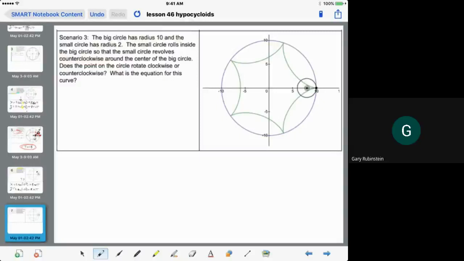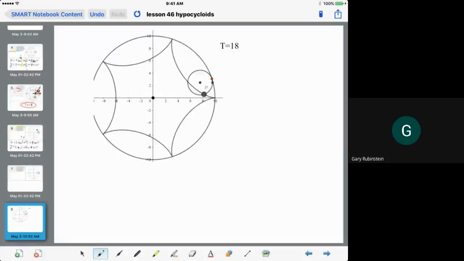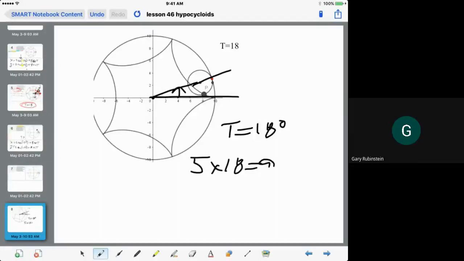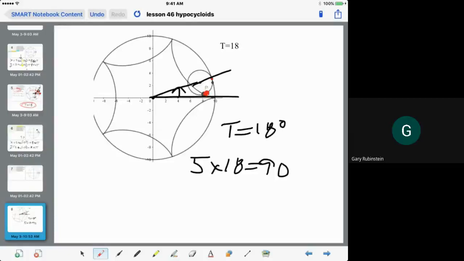And here it comes. Scenario 3. Okay, here's a big picture of it. Now look at what happens at 18 degrees here. This is the same idea as before. I'm going to get that 18 degree t value. So t is 18 degrees, and 5 times 18 is still 90. But unlike before, this point here, I'll make it red, it's not at the 90 degree mark anymore. How could that be?